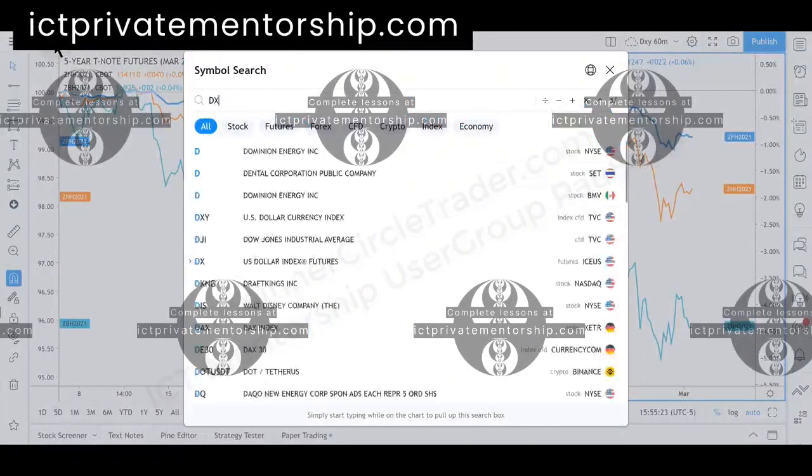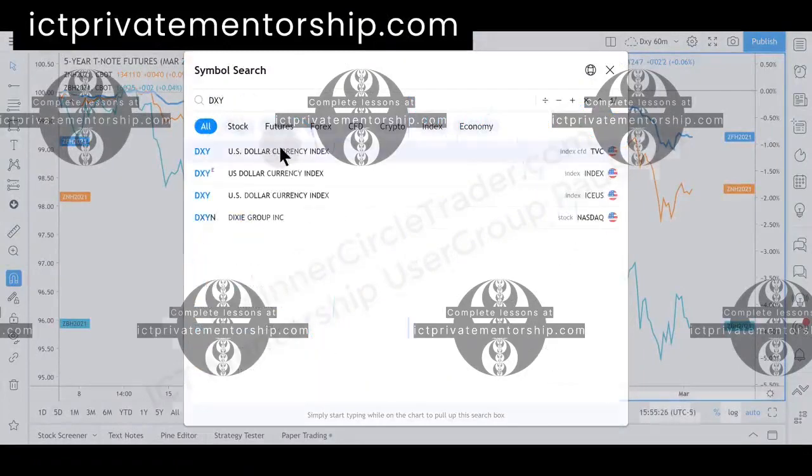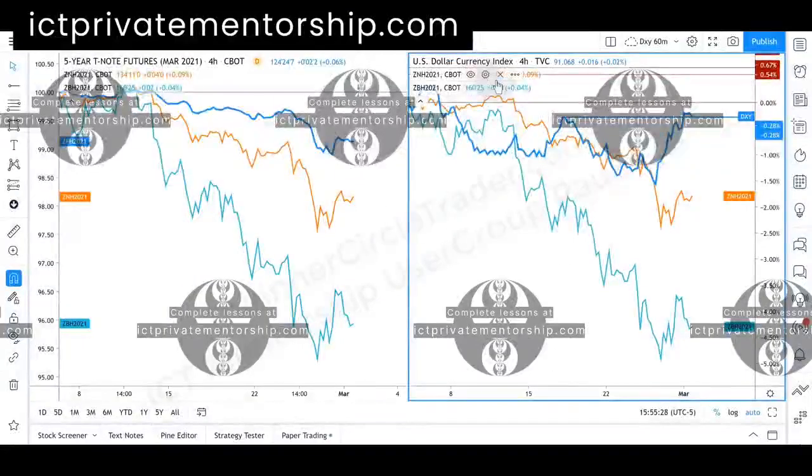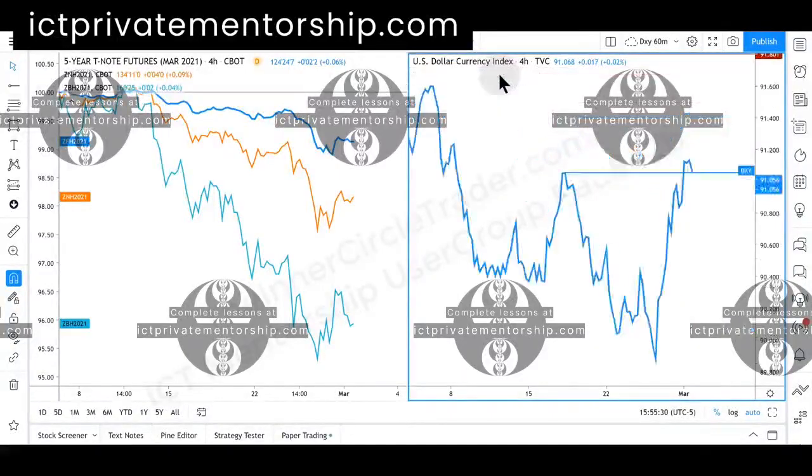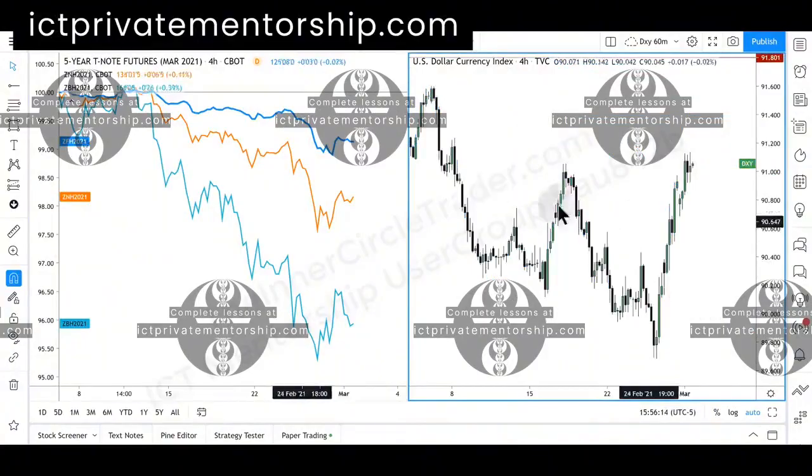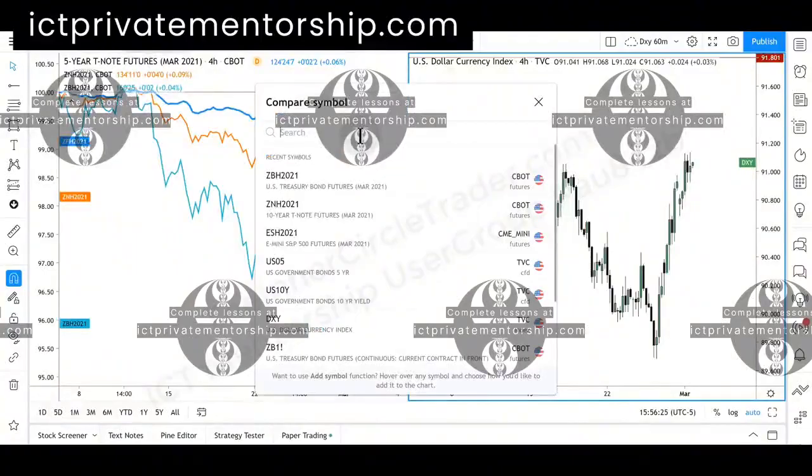You can go dollar index, and you got to take these things off here because they're no longer useful for this. Okay, so here's the dollar index. And all right, so now if you have the dollar index and you want to put on the euro dollar to look for SMT divergence, and you'll learn what that is also, if you don't know what it is, don't worry. You're going to click on compare and you'll add euro dollar.